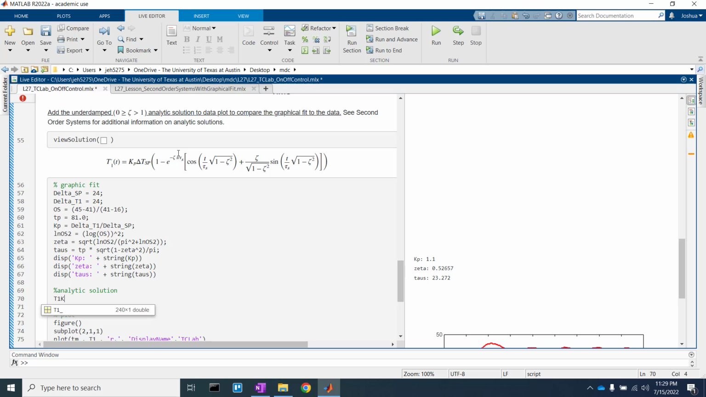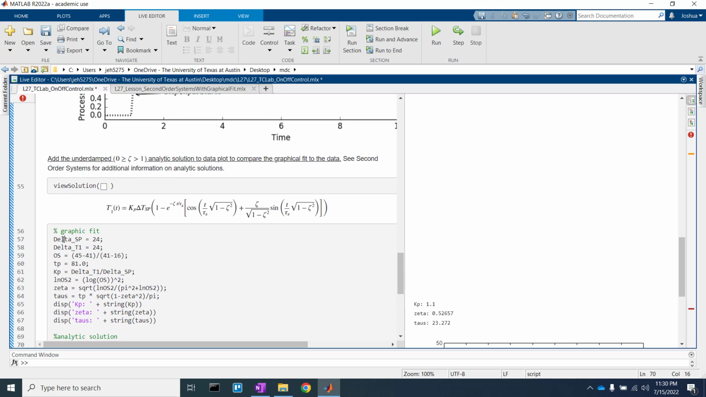Our Kp, T1 is equal to Kp. Let's actually just go ahead. It's going to be 16 plus. That way, instead of being the deviation variable, it's the actual temperature itself. Kp times delta Tsp, which is this right here. So go ahead and just copy it.